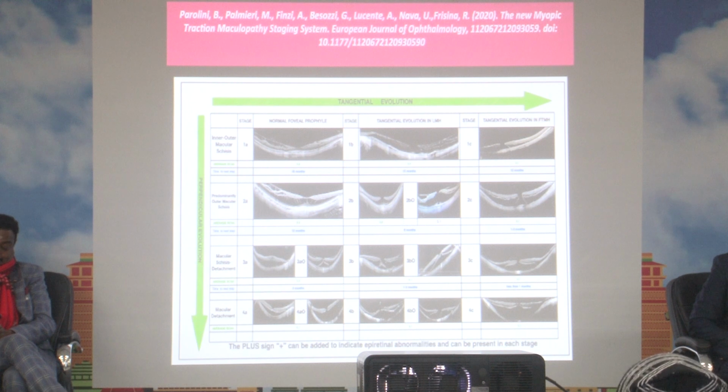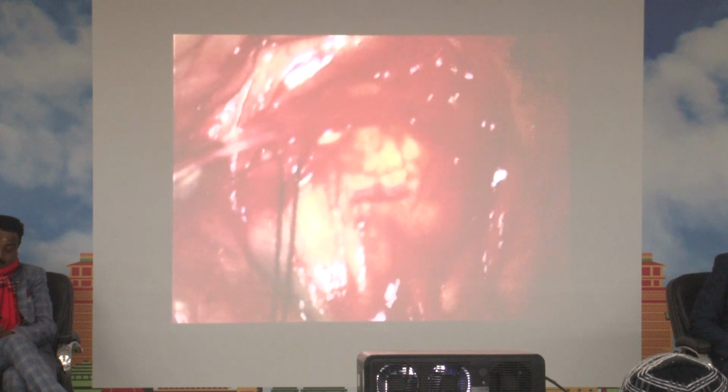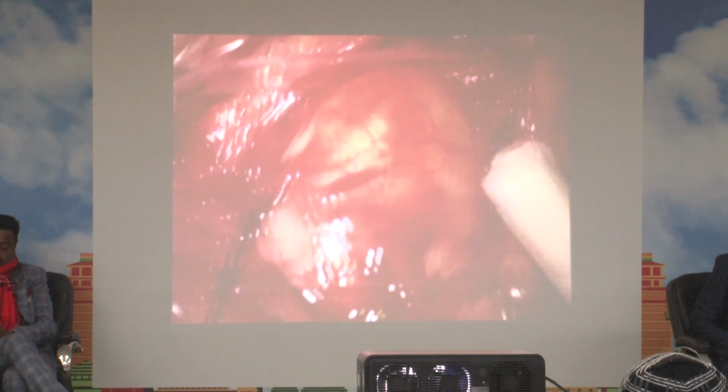And there is a wonderful classification that has been given by Dr. Parolini and group, in which they have classified the tangential as well as the vertical forces and how they are balancing. And once you feel that the vertical forces are outweighing the tangential forces, there you have to go and negate that vertical force.